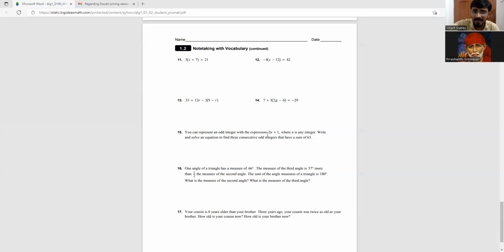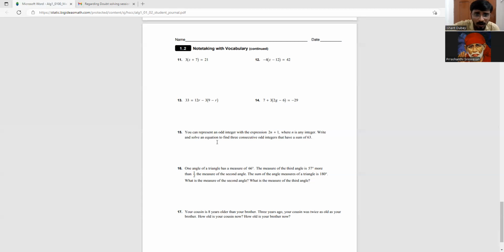Where here you have 2n plus 1, n is nothing but an integer. You know what an integer is? You might be aware of that. Yes, sir. So all the positive and negative numbers are integers, right? Yes. Now let's read the next sentence.